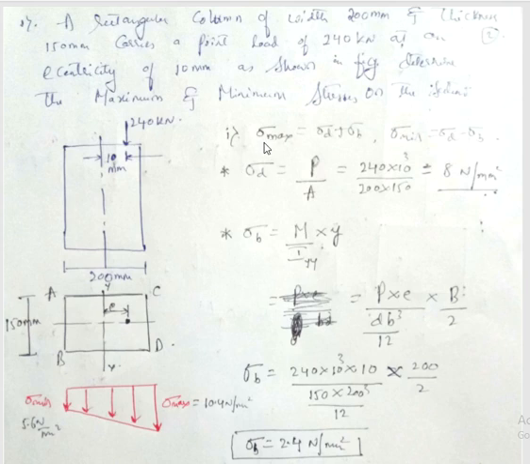For finding maximum stress and minimum stress, I need to find the direct stress and the bending stress. We know that direct stress is given by load by area. Load is 240 kilonewton, so 240 into 10 raised to 3, since it is in kilonewton I am converting it into newton, divided by area, which is 200 into 150. So I get direct stress as 8 Newton per mm square.